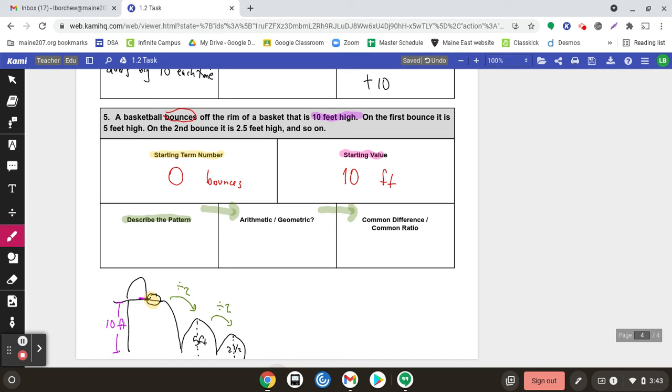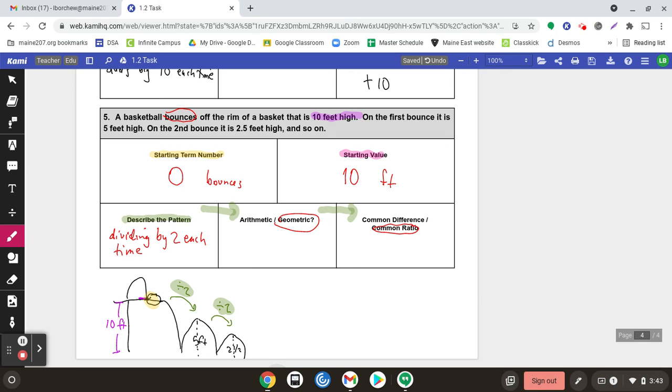Now the pattern. The pattern was in green. We already figured it out. We were dividing by 2 each time. So I will say dividing by 2 each time or each bounce. And we know from task 1.1 that if you are multiplying or if you are dividing for your pattern, this is called a geometric sequence. And it has a common ratio.